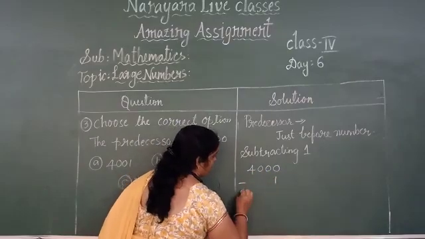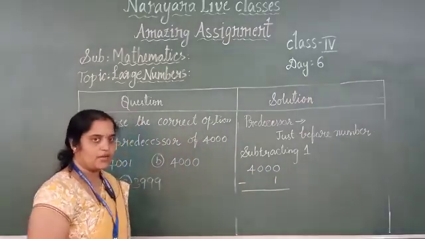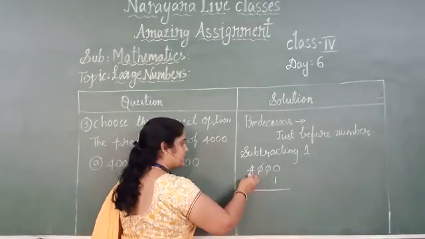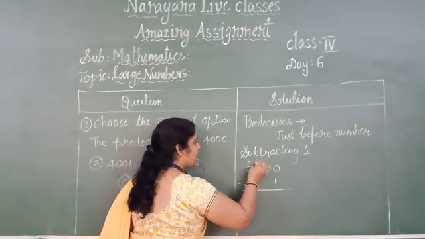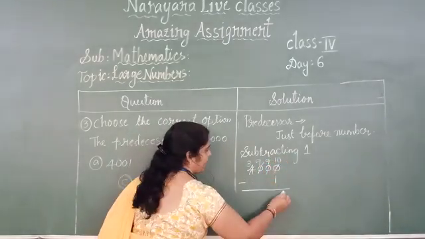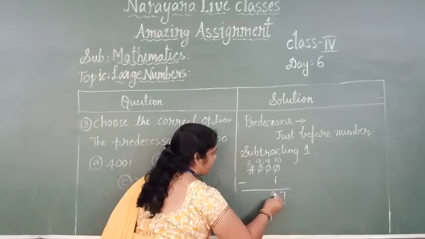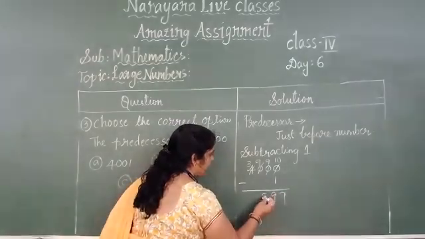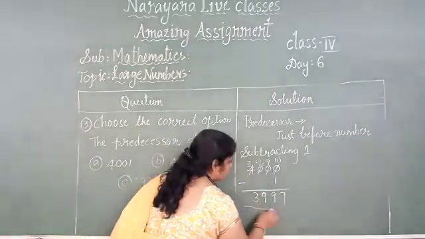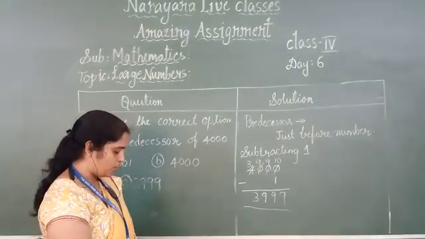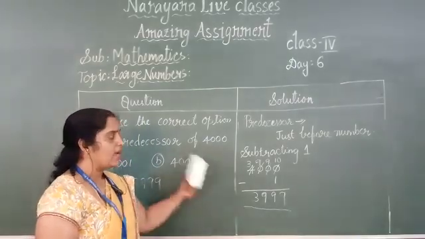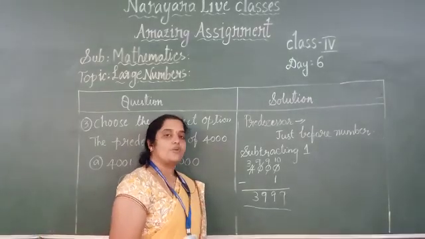Subtracting 1. 4000 minus 1. So 0 minus 1 is not possible, so borrow from the next place. 4 will become 3, 9, 9, 10. 10 minus 1 is 9. This 9 will come as it is, and this 9 as it is. So 3 will come. So the predecessor of 4000 is 3999.